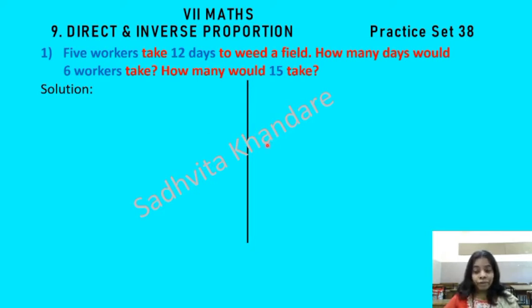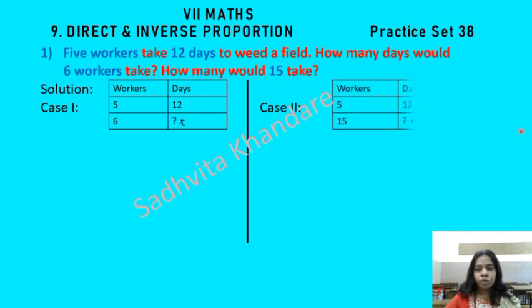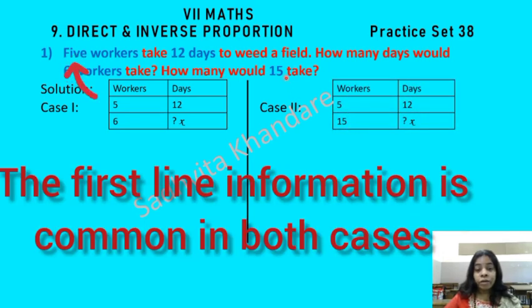So when it is inverse variation, the method will be straight multiplication. We are making the table, children. Same method, we make the table, workers and days. 5 workers, 12 days. 6 workers, question mark. Now for 15 workers, children, we'll make one more table and we'll solve it separately. This is case 1 where we are taking 6 workers, and in case 2, we are taking 15 workers. The next part of the question.